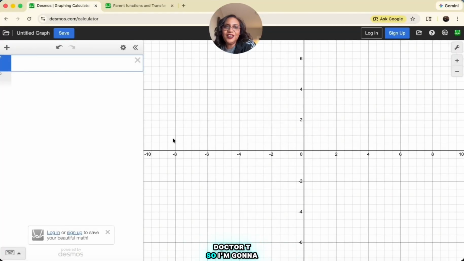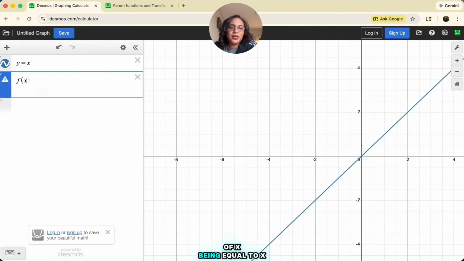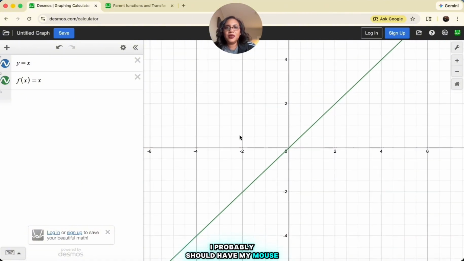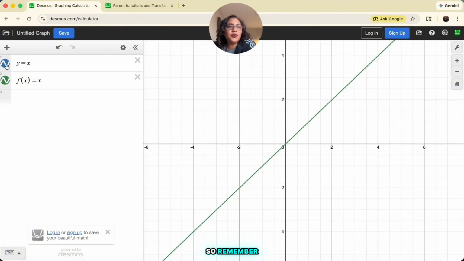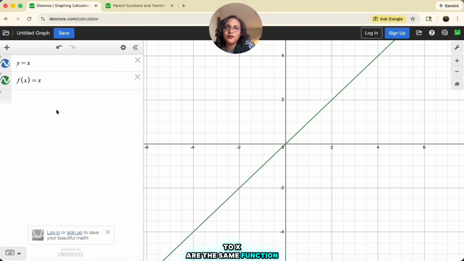So I'm going to move on to quadratic functions. Now, just a recap of y equals x and f of x being equal to x, not x sub 1. Remember, these are the same functions. I'm just going to move this over. So remember, if I turn off the blue one, I see the green one. If I turn off both of them, I don't see anything. But y equals x and f of x equals x are the same function.